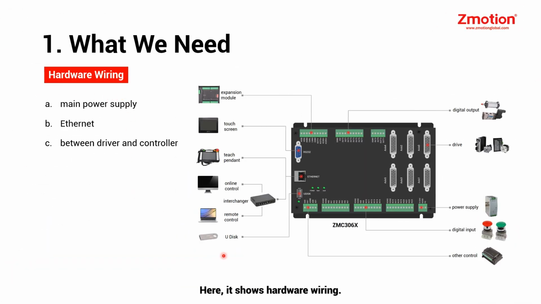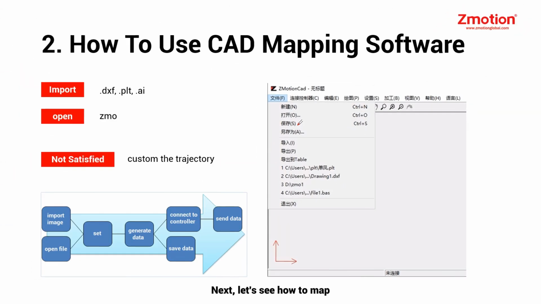Here, it shows hardware wiring. According to this sequence, connect the controller, PC, and driver. And there are some details. Connect to main power, then use Ethernet to connect to PC. Then connect to the drive. If your driver is pulse type, please connect to the pulse controller. If bus, use a bus controller. Now we have learned how to build the connection. Next, let's see how to map.